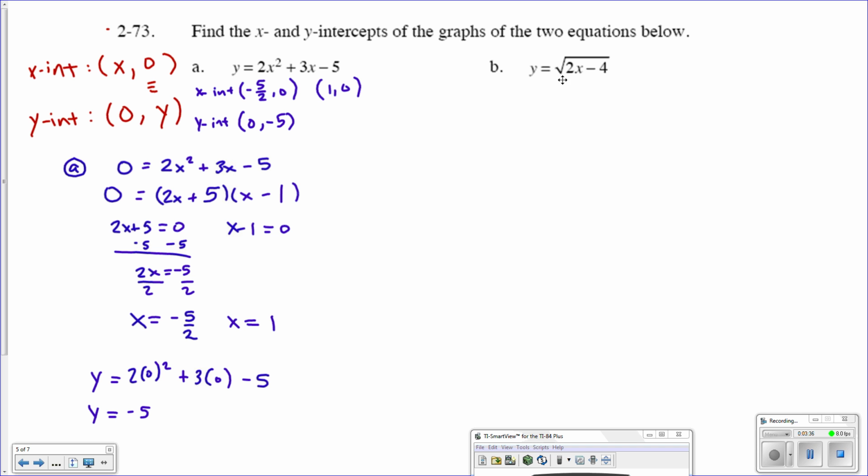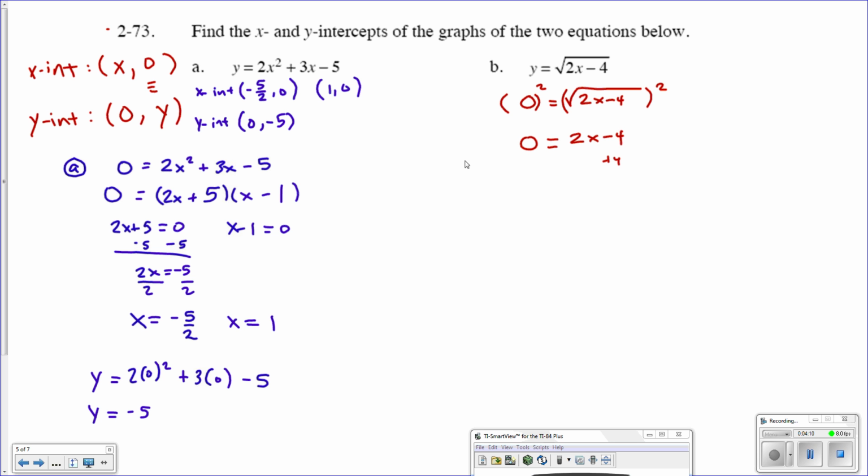So same thing is going on here. Now we're dealing with the square root function. First things first, let's go ahead here and plug in 0 for our y and solve it. I'll switch colors here. Say 0 equals the square root of 2x minus 4. Let's square both sides. So we have 0 equals 2x minus 4.